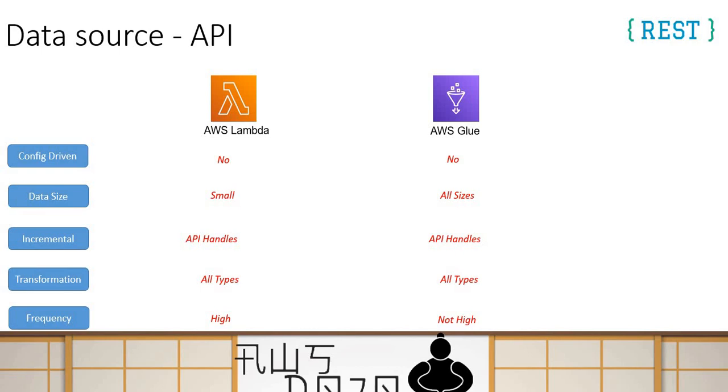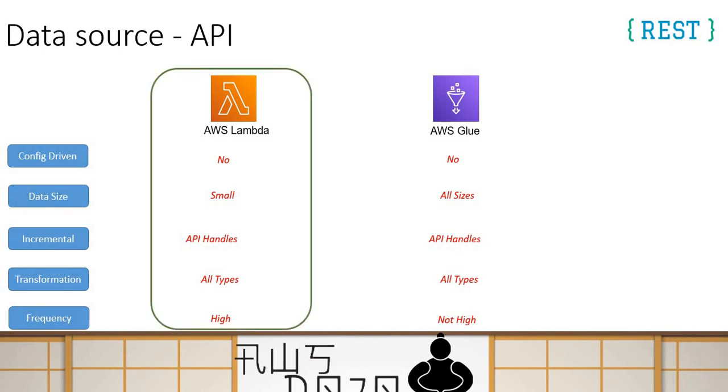So when it comes to APIs, generally I find that Lambda function is more suitable here, and the reason is that, as I told you, APIs are not designed to give you a large amount of data, and in that case you don't want to go for a Glue job, because Lambda could be more cost effective. It can run more frequently to fetch the incremental data from the API. So performance wise, cost wise, and feature wise, Lambda is more suitable when you're trying to bring data from APIs.